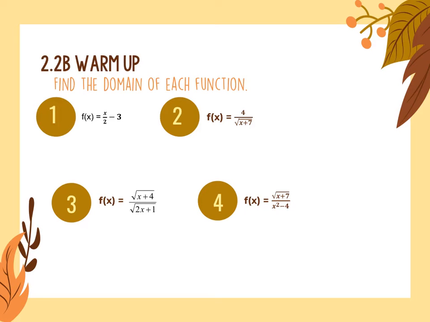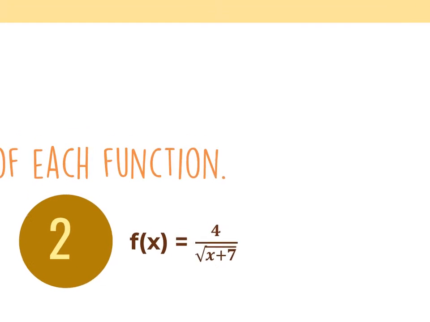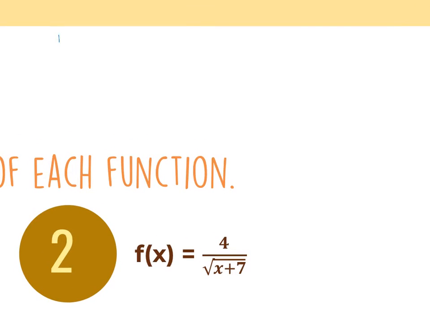First of all, let's review real quick. When is the domain not all real numbers? Usually the domain is all real numbers. That's its default, except for 3 cases. What's the first case?